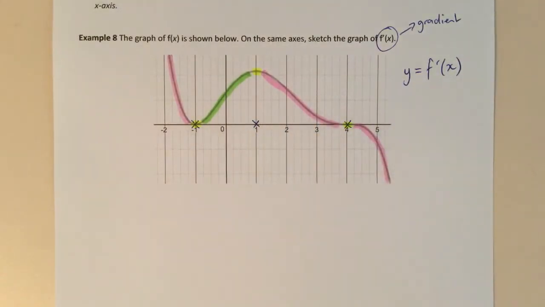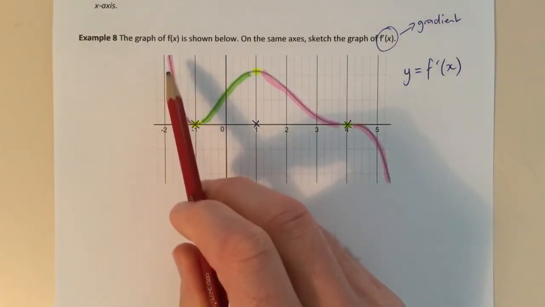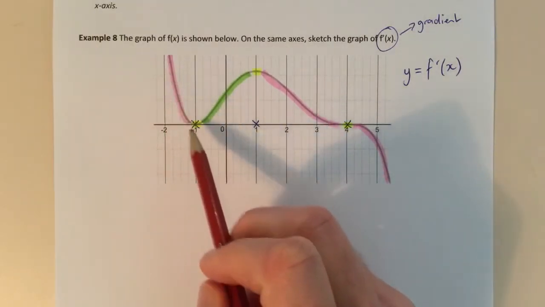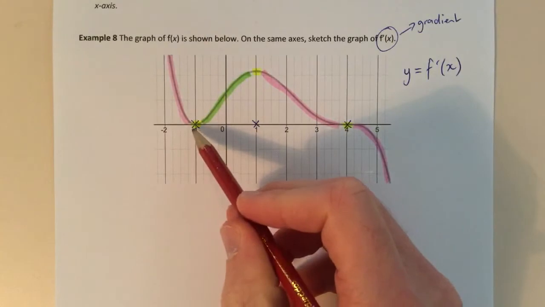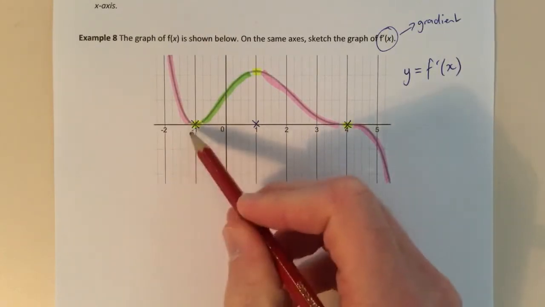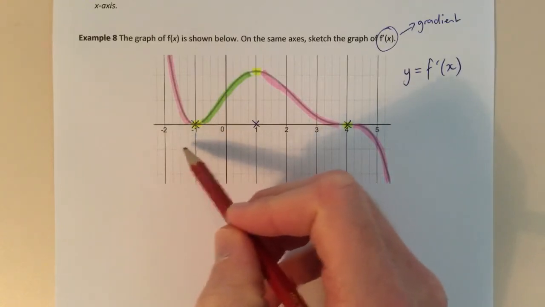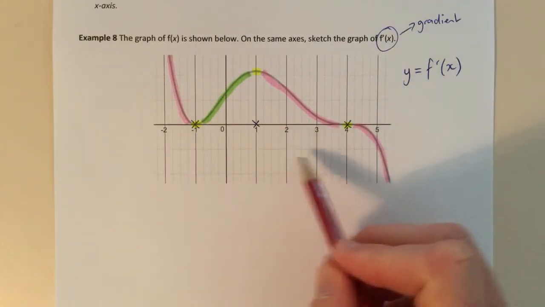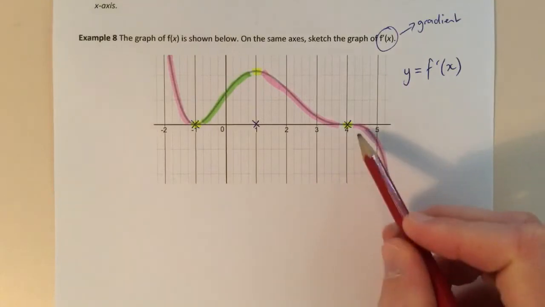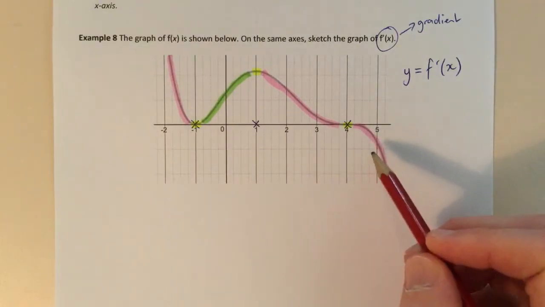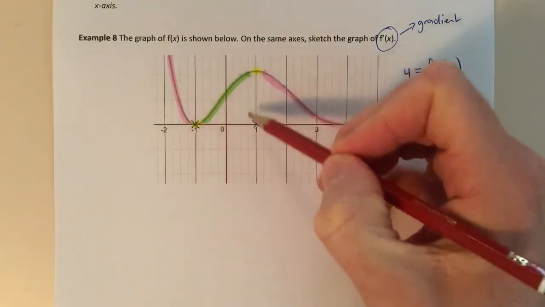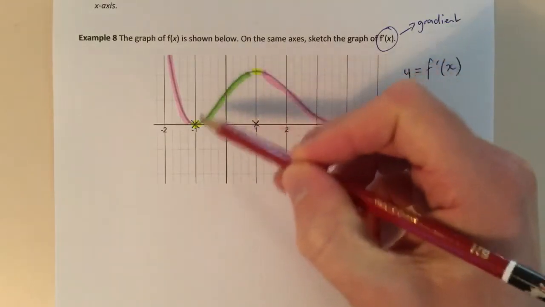I'll just do this really faintly in pencil. The sections where the gradient is negative, our graph of f'(x) must be below the x-axis. So in this section here, we're going to be below the x-axis. In this section here, we're going to be below the x-axis as well. And in this section here, we're also going to be below the x-axis. Wherever the gradient's positive, our graph of f'(x) is going to be above the x-axis.